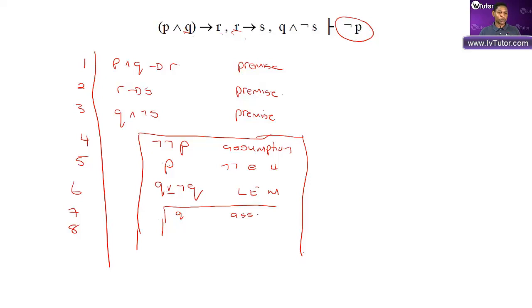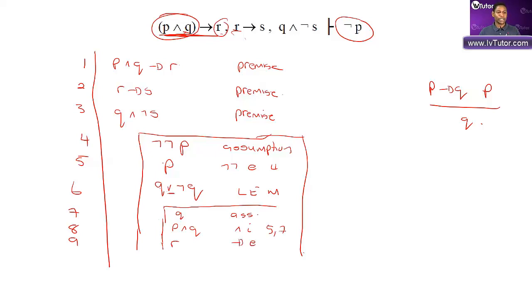Then number 8, we've got P, we've got Q, we have P and Q. That will be conjunction introduction on number 5 and 7. If you have P and Q, then you can have number 9, you can have R, right? If you've got P and Q implies R and we've got P and Q, then R is true. So implication elimination on number, where is the implication? Number 1 and then number 8.